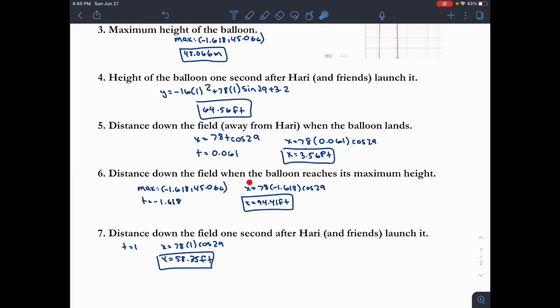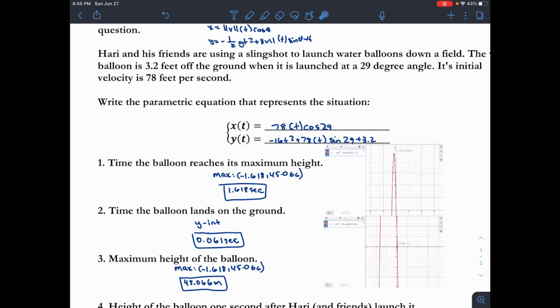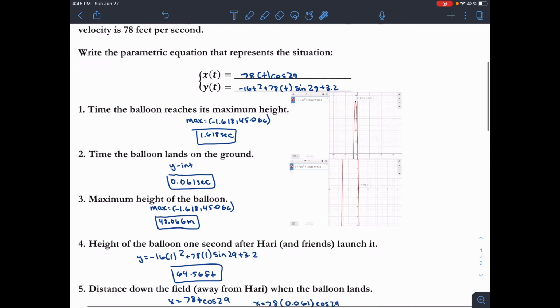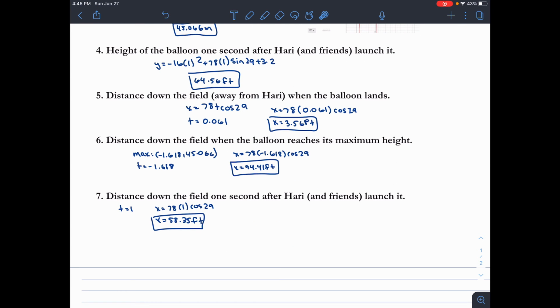Next, the distance down the field when the balloon reaches its maximum height. We know that our maximum height is when the time equals 1.618. That's again because of the maximum point of our y parametric equation. So we replace the t in our x parametric equation with 1.618, because we're trying to find the horizontal distance on the field. We get that x equals 110.41 feet. So that would be our distance down the field when the balloon reaches its maximum height.